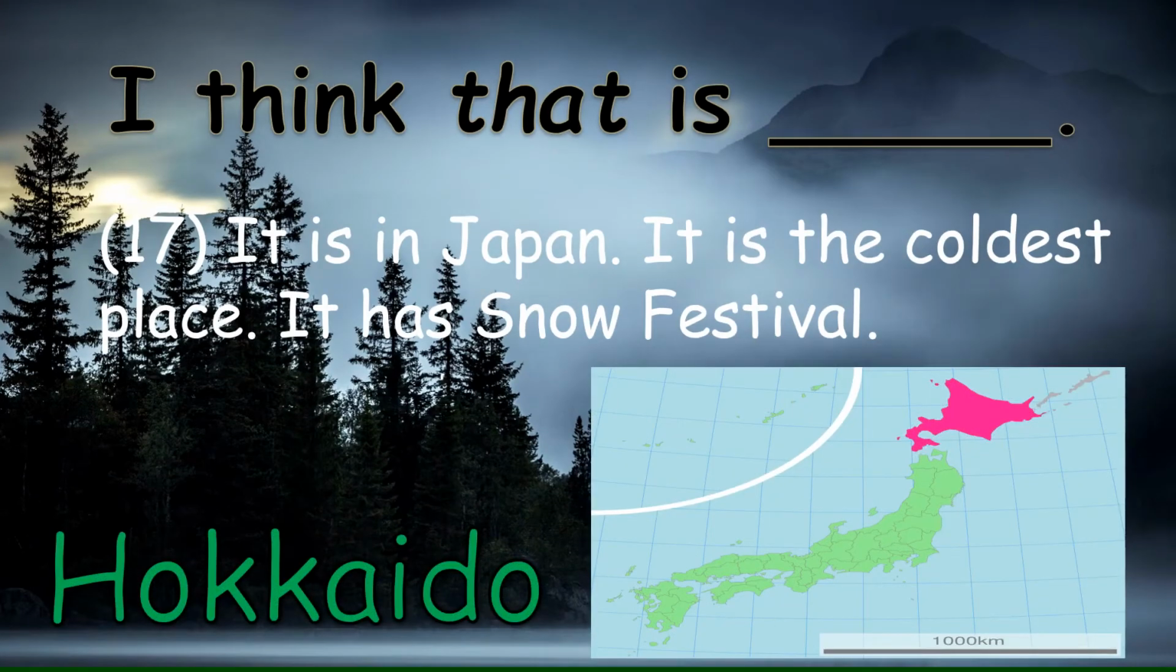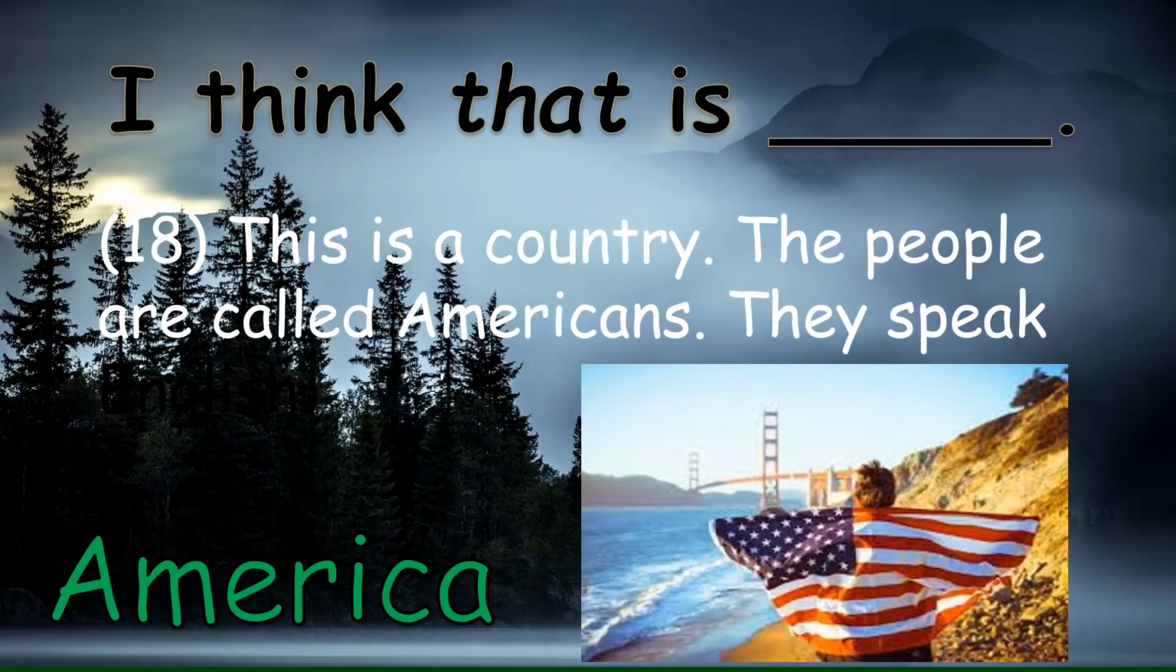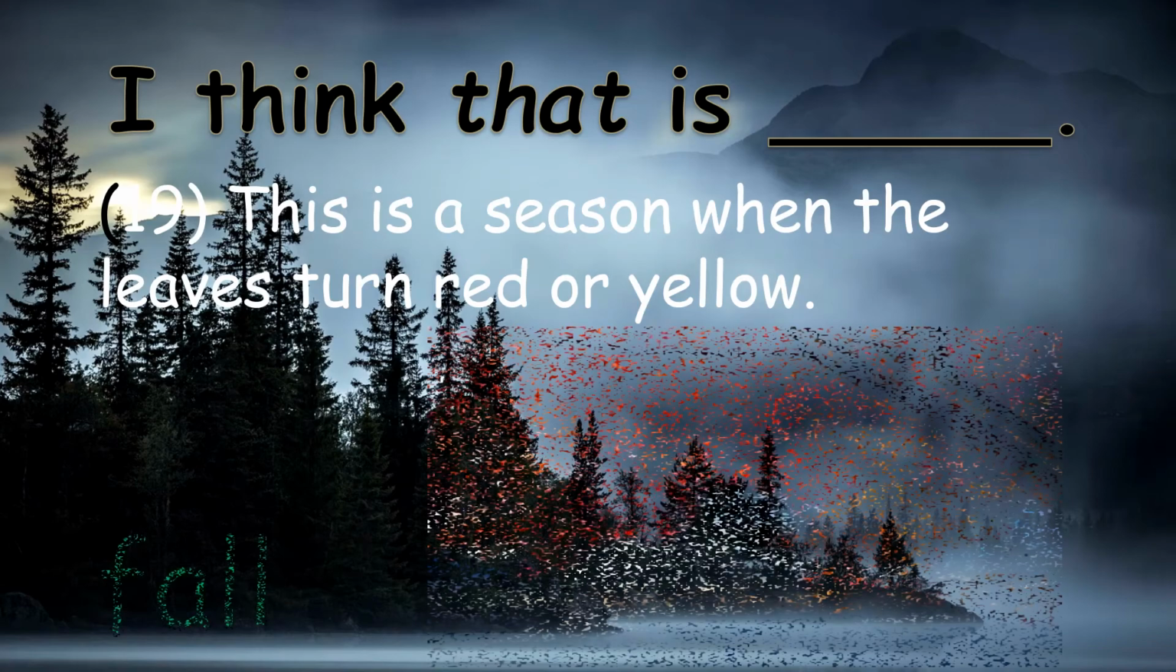I think that is Hokkaido. It is in Japan. It is the coldest place. It has no festival. I think that is America. It's a country. The people are called Americans. They speak. This is a season when the leaves turn red or yellow. I think that is fall.